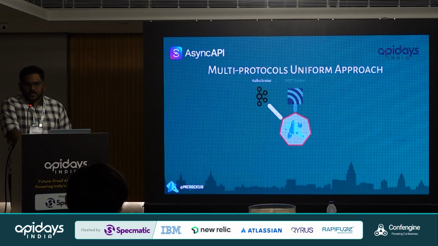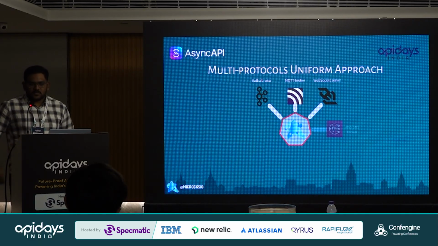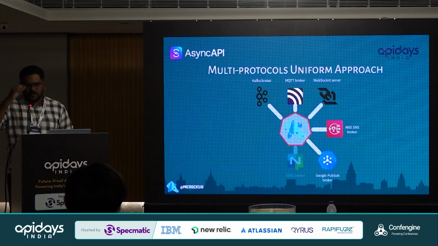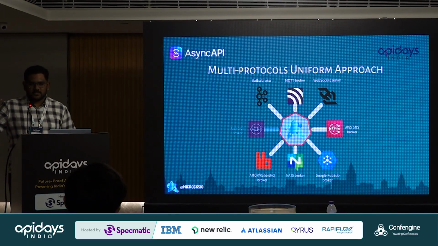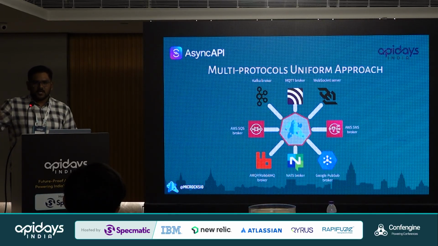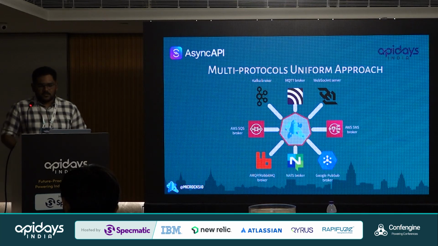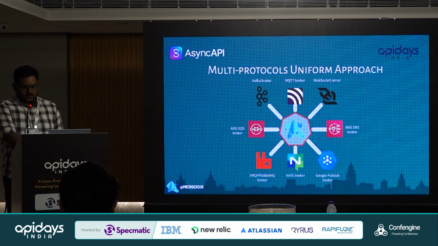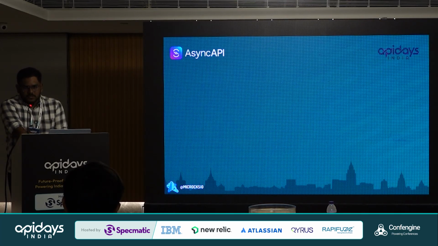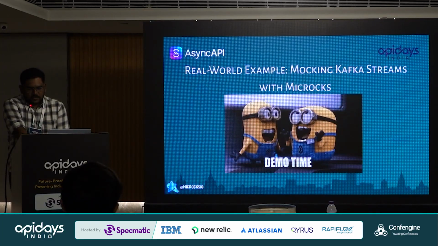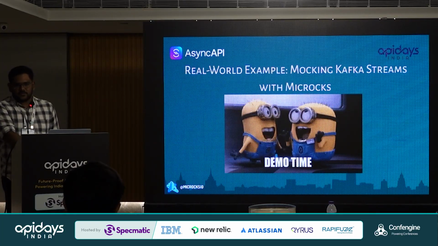Microcks basically supports all kinds of protocols. For Kafka, you can define the bindings in the AsyncAPI, and then based on the bindings, Microcks will support Kafka, MQTT, WebSockets, SNS, and multiple other protocols. So this is pretty much the overview of Microcks. Now let's go with the demo.